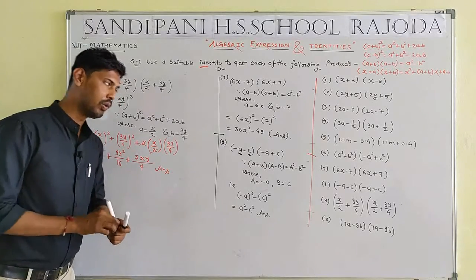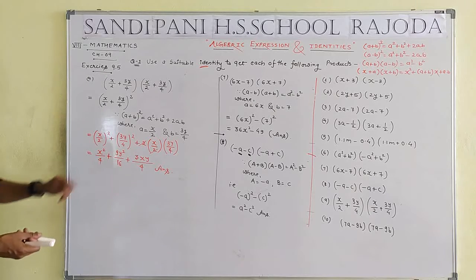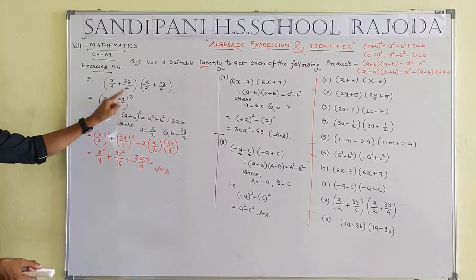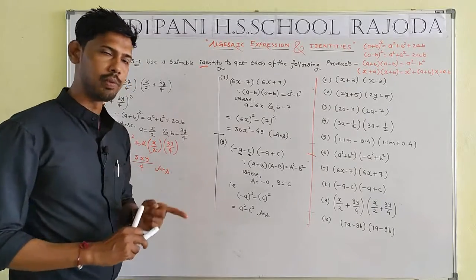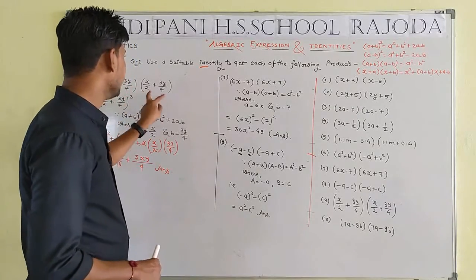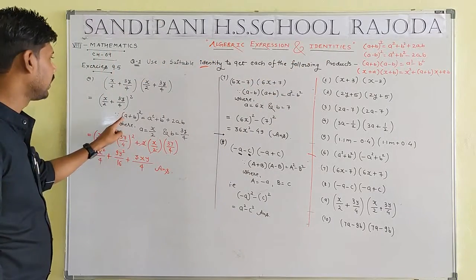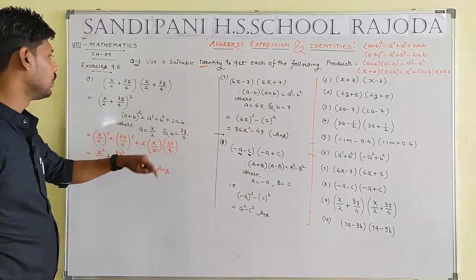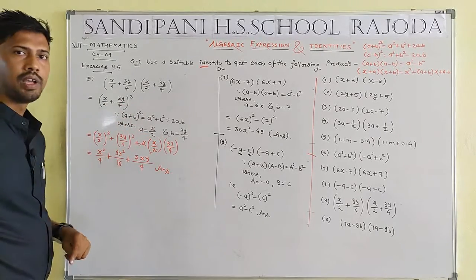I will explain one more time. Here both brackets are similar such that we can write whole square. x into x will be equal to x square, a into a will be equal to a square. So (a plus b) whole square will be equal to a square plus b square plus 2ab, where a will be equal to x by 2 and b will be equal to 3y by 4.